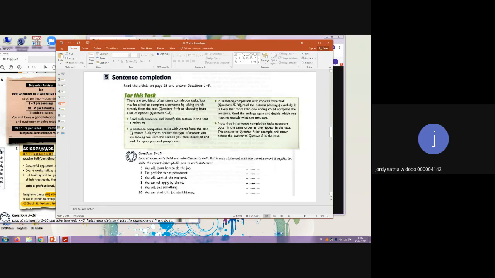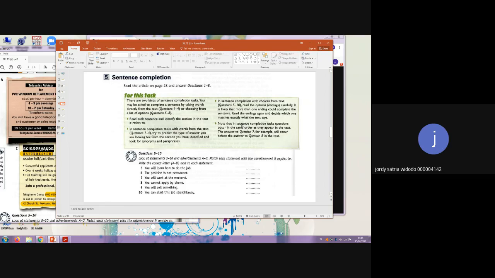In sentence completion with choices from the text, read the options carefully. It is likely that more than one ending could complete the sentence. Read the endings again and decide which one matches exactly what the text says. You need to carefully identify every single option provided by the questions, and then find it in the text. Just remember that it should be in restatement or synonym or paraphrases.